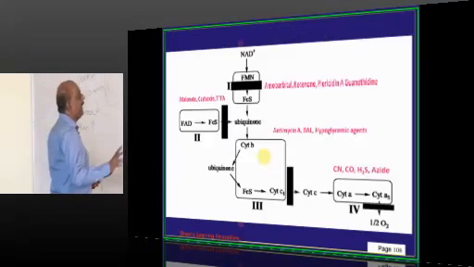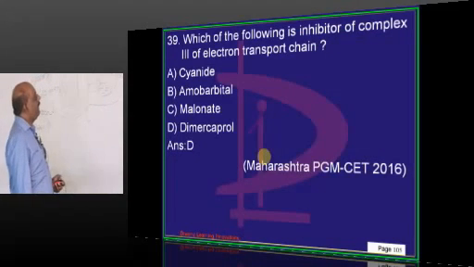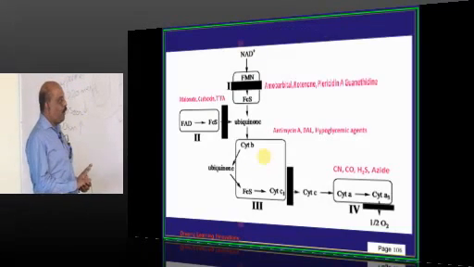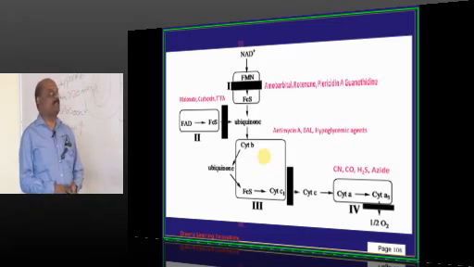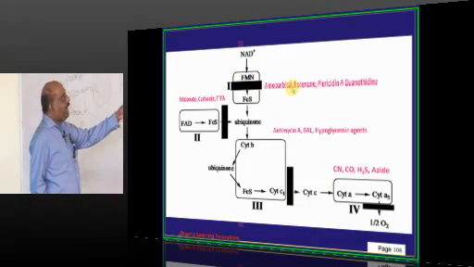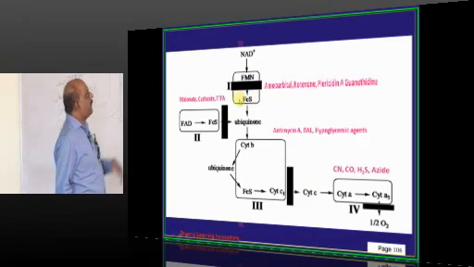So, doctor, dimercaprol acts at the level of complex 3. If you take amobarbital or rotenone, they act at complex 1.